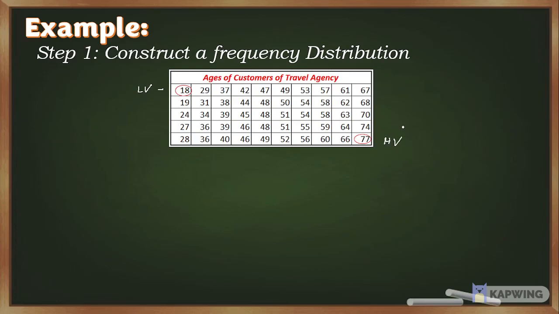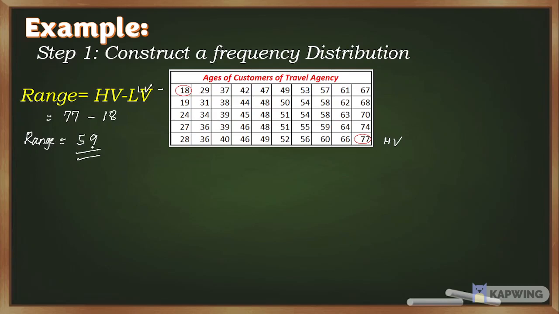We can now compute for the range. The formula for range is equal to highest value minus the lowest value. So, substitute natin si highest value which is 77 minus the lowest value which is 18. So, ang ating range is equal to 59.